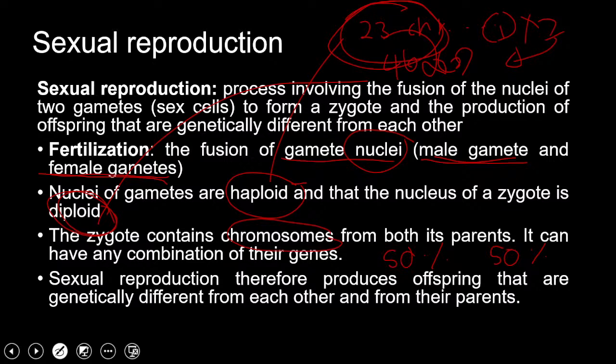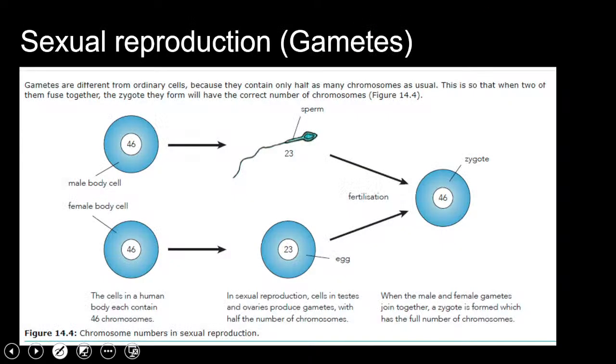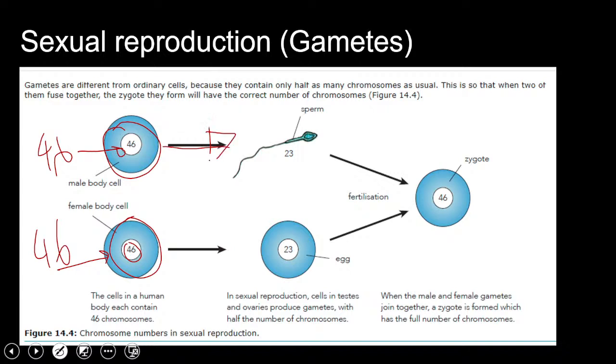Sexual reproduction therefore produces offspring that are genetically different from their parents and also from each other, so from their siblings and all. So this is how sexual reproduction works. We have the male body cell, which is 46, which means this is a diploid. We have the female body cell, thus 46. This means that it's also a diploid. Then we get our sperm, which is 23, and the egg, which is also 23.